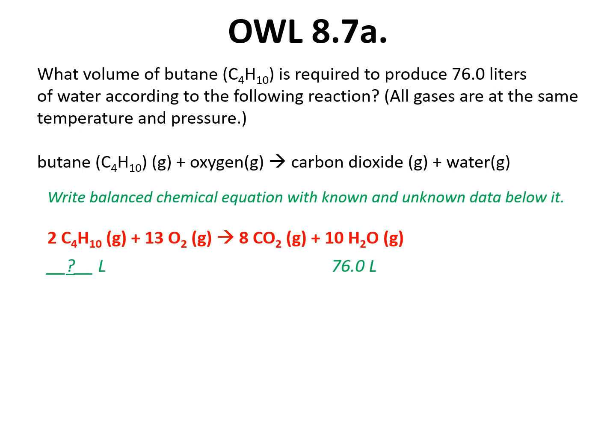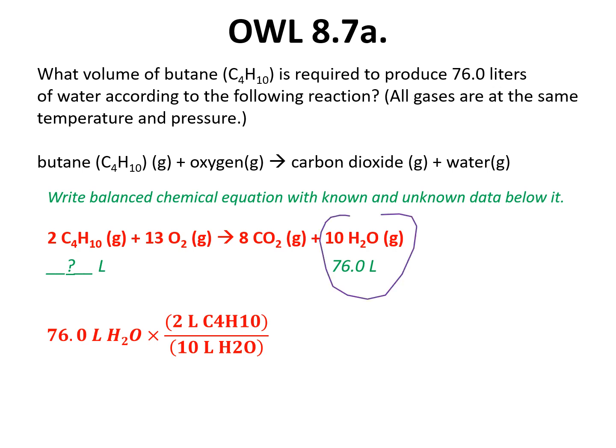So now we're going to put in the data that was given. We were told that 76 liters of water are produced, and we wanted to calculate the volume of butane. So I'll put question mark liters under butane, 76 liters under the water. Now I can go about doing my calculation. You're always going to start when you're doing stoichiometry with the known or the given, and that is the water in this case.